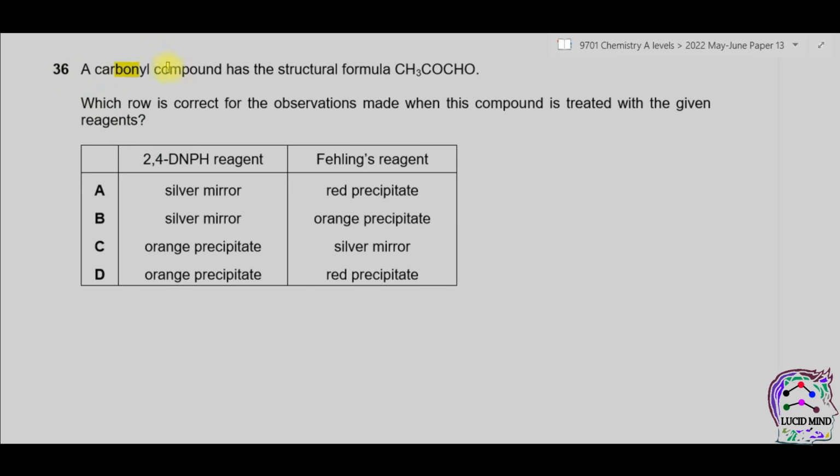Question 36. A carbonyl compound has the structural formula CH3COCHO. Which row is correct for the observations made when this compound is treated with the given reagents? First thing is 2,4-DNPH. Second thing is Fehling's reagent. Now 2,4-DNPH can give positive results with aldehyde and with ketone, while Fehling's reagent can only give positive results with aldehyde. Let's see, what do we have here? We have CH3, then we have C double bond O, and we have CHO.